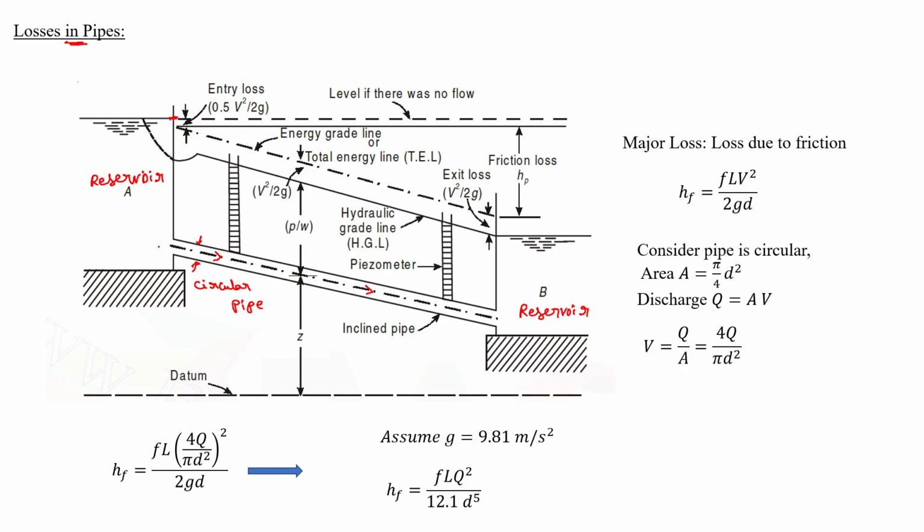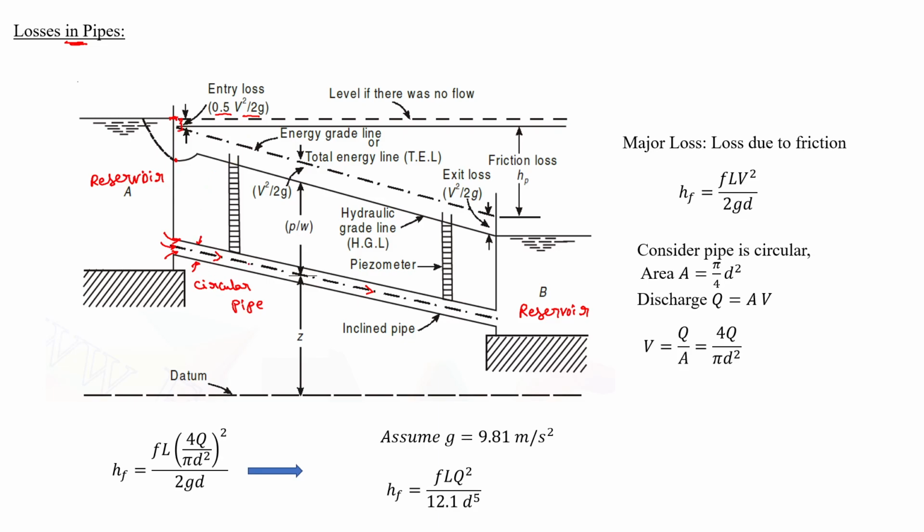After the flow enters the pipe, if you insert a piezometer just next to it, very close, then you will observe there is a declination in the total available head. This particular loss is attributed as entry loss, which is denoted as 0.5 v square by 2g, which can be computed as 0.5 v square by 2g.